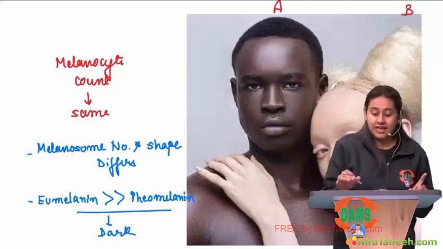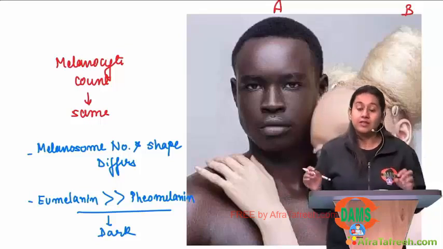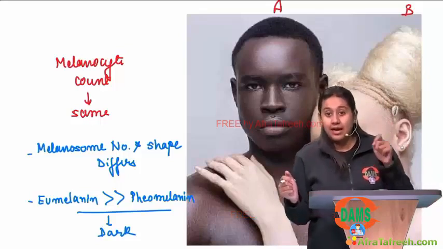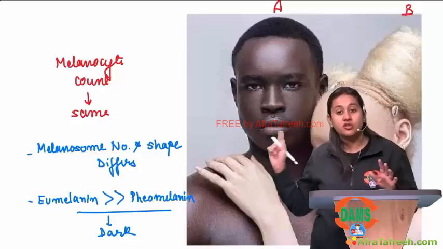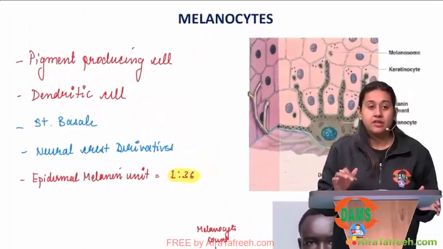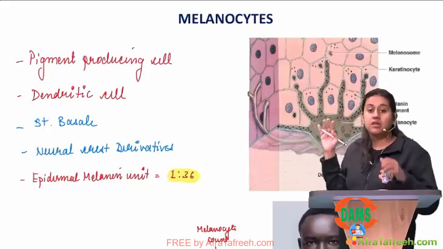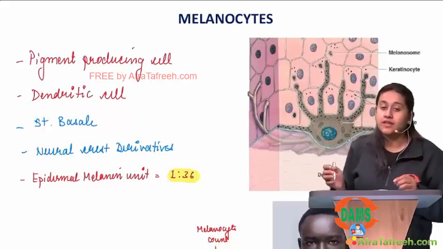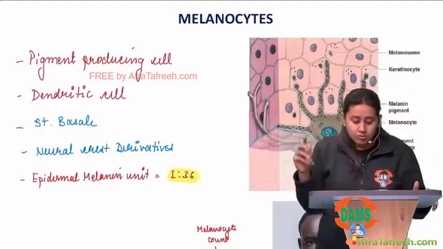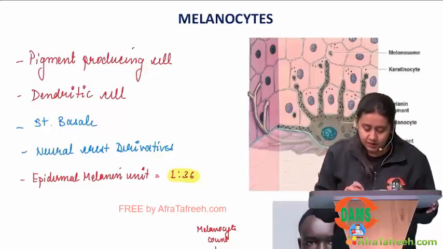So that is the difference, and I hope you have understood that it doesn't matter whether you have lighter skin or darker skin. You always see the same melanocyte count in both individuals. It is only the melanosome number and the difference in the shape and the type of melanin which decides the color of the patient. And with respect to the melanocytes, I think we know everything now: it's a pigment producing cell, a dendritic cell which consists of all these dendrites, located in the stratum basale, a neural crest derivative, and the epidermal melanin unit is 1:36. Moving to the next cell. What is the next cell? We have already discussed. The next cell we have is the Merkel cell.